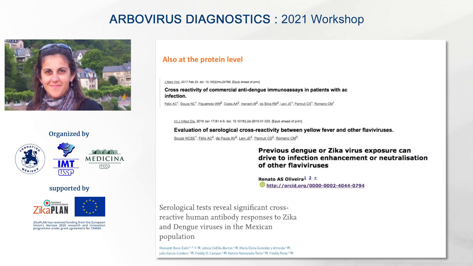At the protein level, it's also complicated. Actually, I think it's more complicated than the molecular test, because at the nucleotide level, we can see very easily where the problem is and just design a new assay. But in serological tests, it's more complicated. Several authors have observed such cross-reaction between dengue and Zika, and at lower levels among other flaviviruses too.